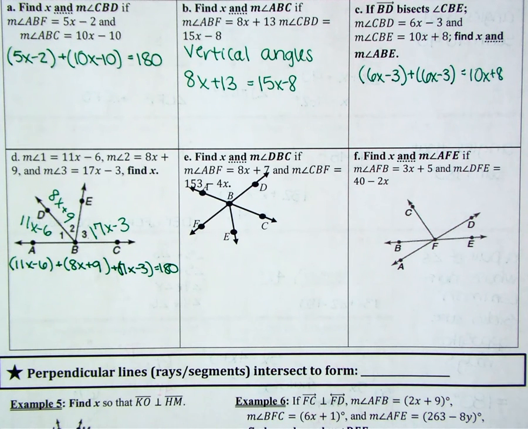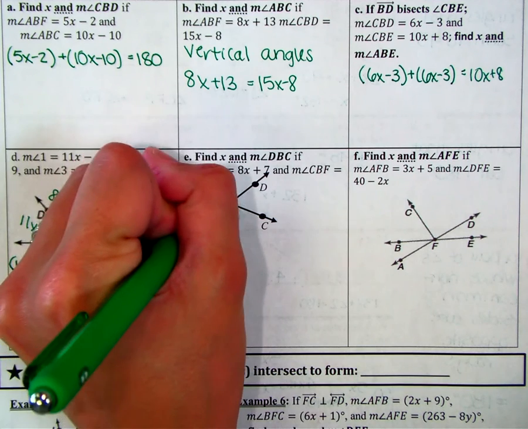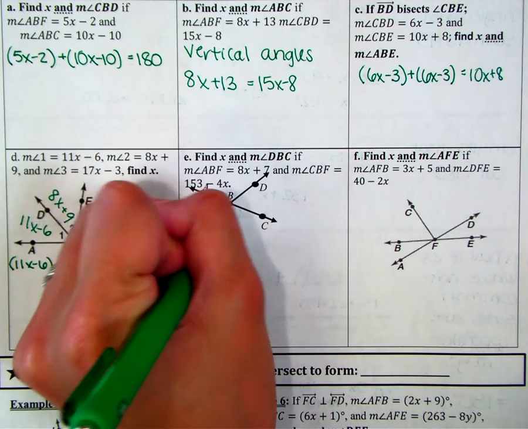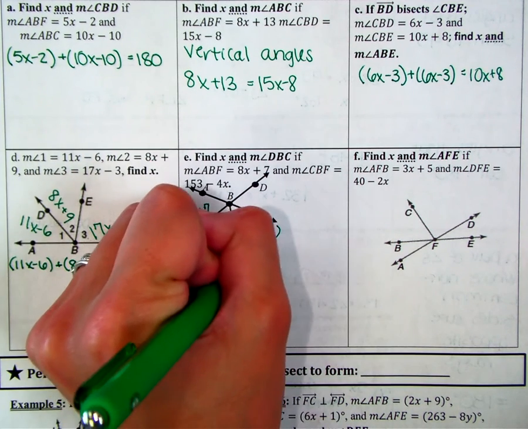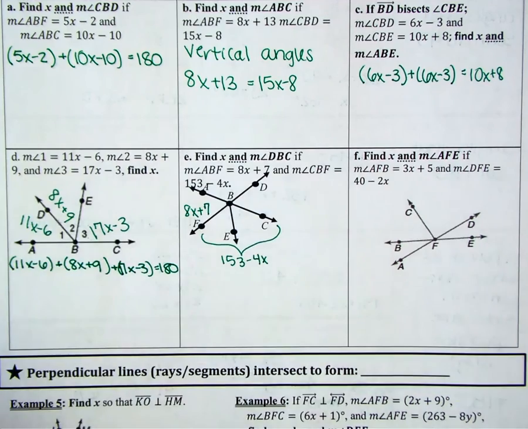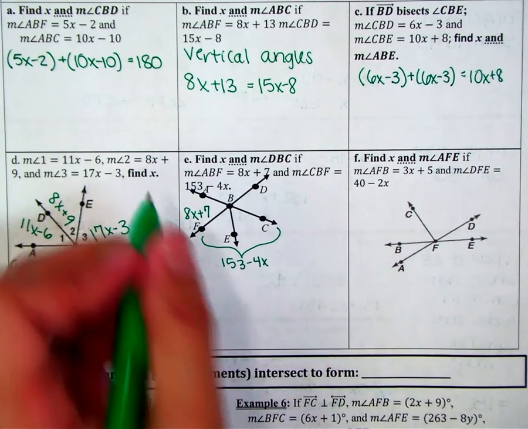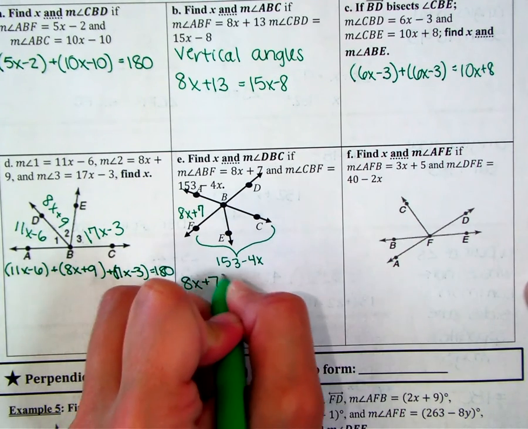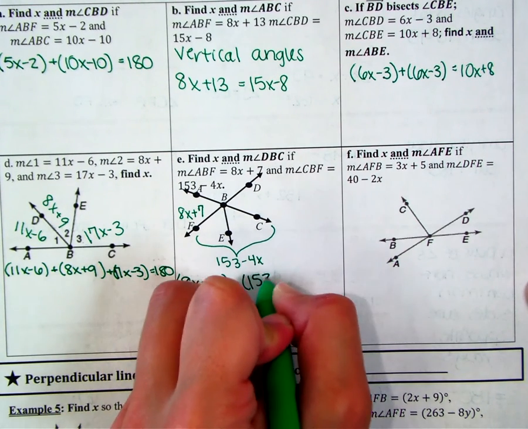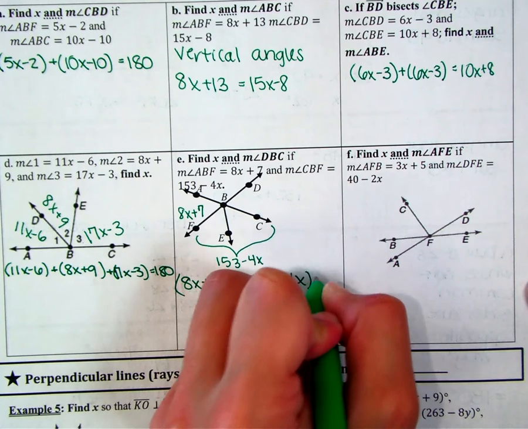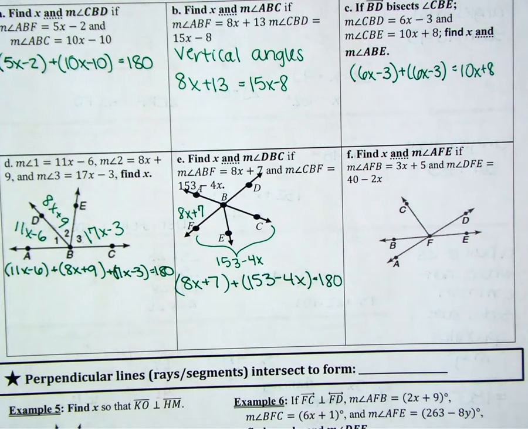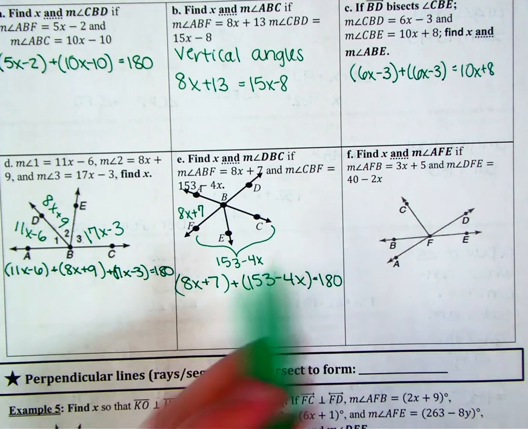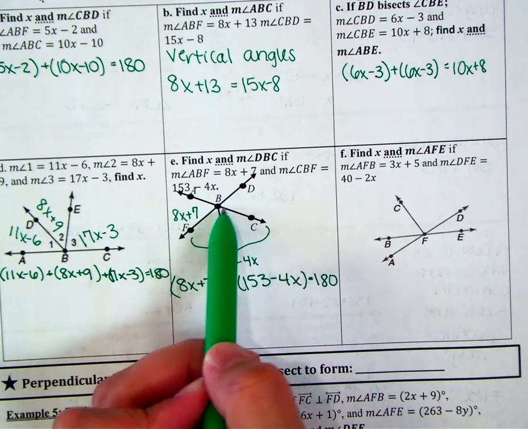E, we've got DBC to find. ABF was 8x plus 7. CBF, so this whole thing, was 153 minus 4x. So those two together form a linear pair, which means that them together equal 180. And then you would use your relationship to the rest. So DBC is a vertical angle to ABF.